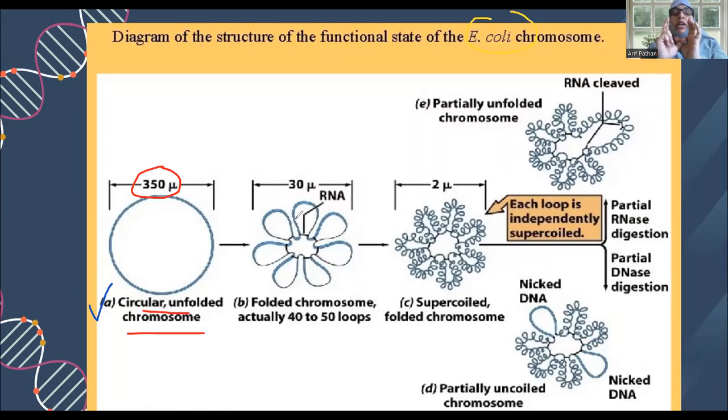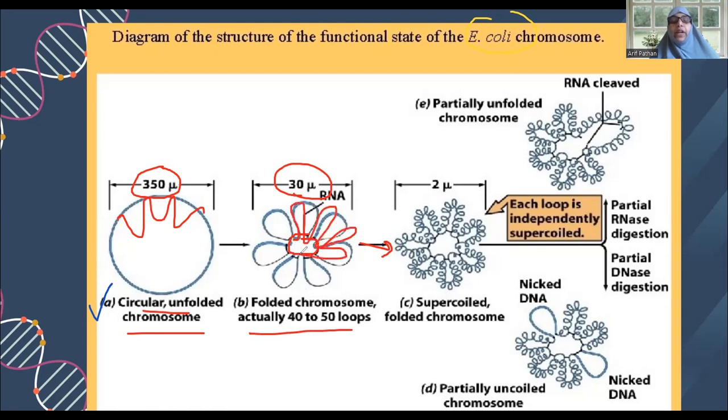So this circular DNA now undergoes folding. Now the size is reduced from 350 microns to approximately 30 microns. Folded chromosome, approximately 40 to 50 loops. Next step, next level of folding. In between, RNA will serve as a rubber band, which will cause these loops to come together and be held at one place.